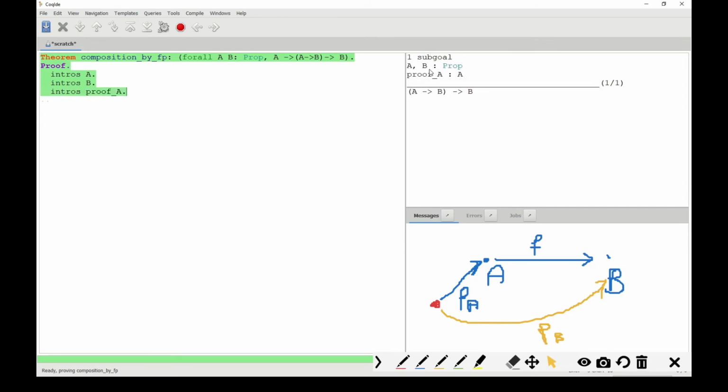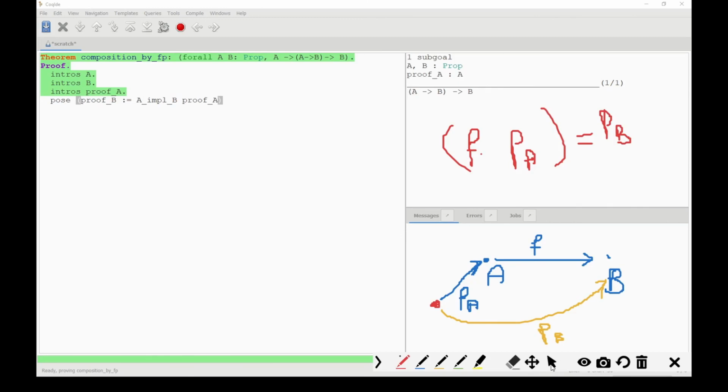Introducing proof of B can be done by posing the composition of proof of A and A implies B. Proof of B is equal to A implies B and proof of A. It becomes A implies B underscore B and then space proof underscore A. Proof of B is the composition of these relations. If we look at this in our diagram, it sort of looks like the composition of F and P sub A equals P sub B. If I execute this statement, then I will have proof of B.